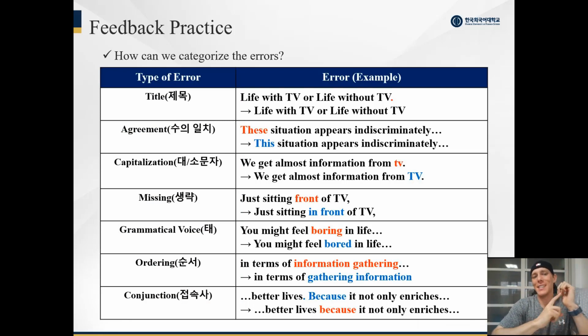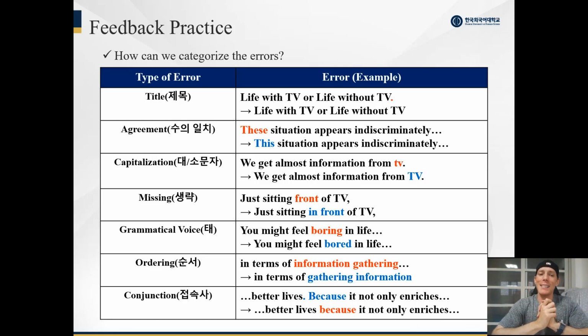So the first one is the title. There shouldn't be a period in the title. It's a very simple mistake. So you can see there, period. No, just no period. So life with TV or life without a TV. It's a title. Next one, we have a problem with the agreement, the fact that it doesn't match together. So this situation appears indiscriminately. These situations, plural, then okay, but it's not.